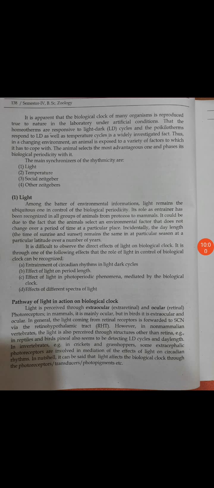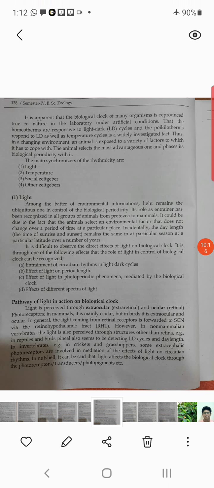Here, the animal selects the most advantageous one and phases its biological periodicity with it. So, biological periodicity or the biological clock totally synchronizes rhythmically with light, temperature, social Zeitgebers and other Zeitgebers, meaning activity. Now here, light. So naturally the light is the main factor for the biological clock.